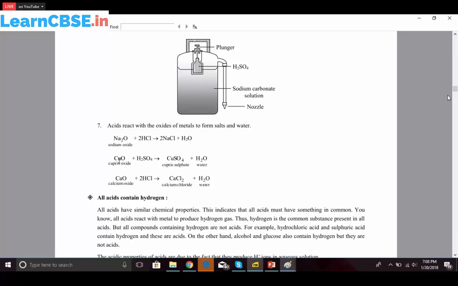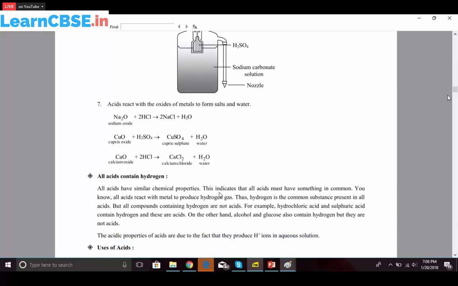Again, the copper oxide. Copper is a metal, so it is a metallic oxide and a basic one, which reacts with sulfuric acid and produces copper sulfate, the salt, plus H2O, water. Calcium oxide reacts with the HCl. It produces calcium chloride plus water.